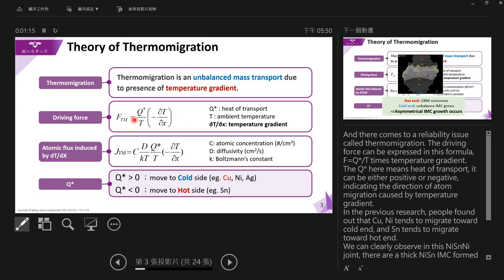The driving force can be expressed in this formula, Q star over T times the temperature gradient. Q star here means the heat of transport. It can be either positive or negative, indicating the direction of atom migration caused by the temperature gradient. In previous studies, people found that copper and nickel tend to move toward the cold end, and tin tends to migrate toward the hot end.